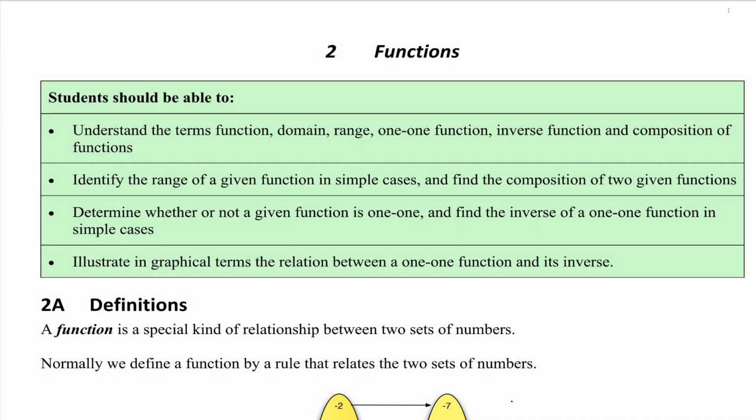This is part 3 of the series on functions for AS Maths, and we've talked about in the previous videos the definitions of function, domain, range, one-to-one function. In the last video we identified the range of a function in simple cases, so we've done that. In this video I'm going to be focusing on the composition of functions, or the composite function. The second bullet point here talks about finding the composition of two given functions.